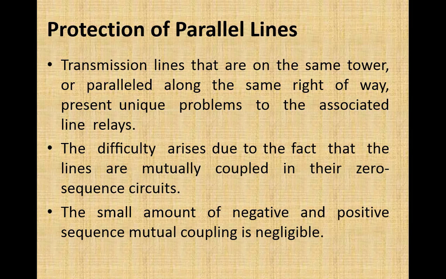But the zero sequence current, which is in phase in all three phases, will produce a net magnetic field around the transmission line. So due to this reason, the magnetic field produced by the zero sequence current in one line will link to the next line which is in close proximity of that line. So that is known as zero sequence linkage.